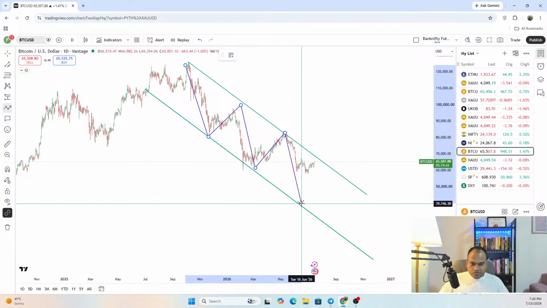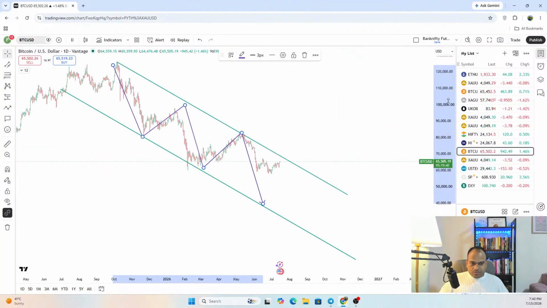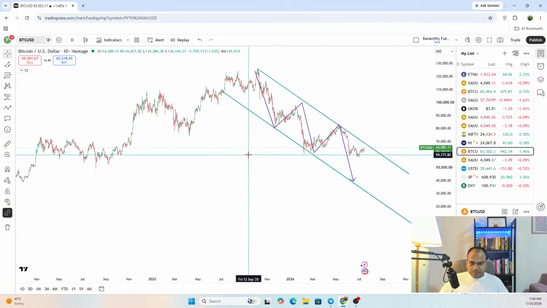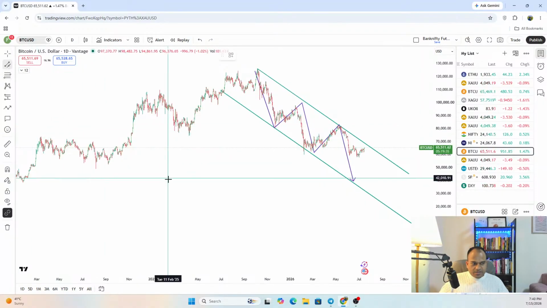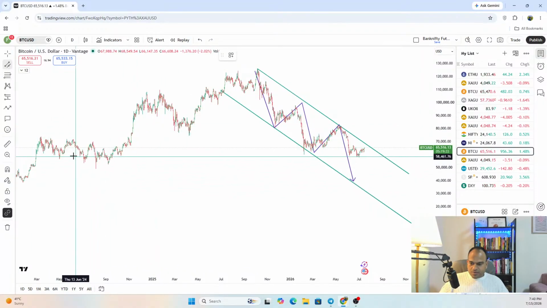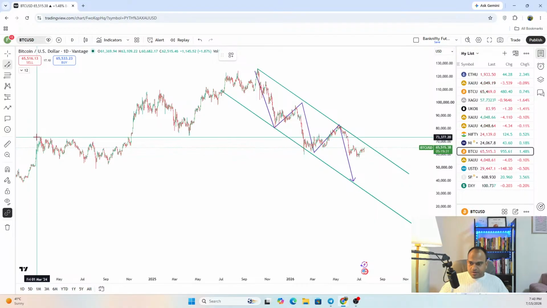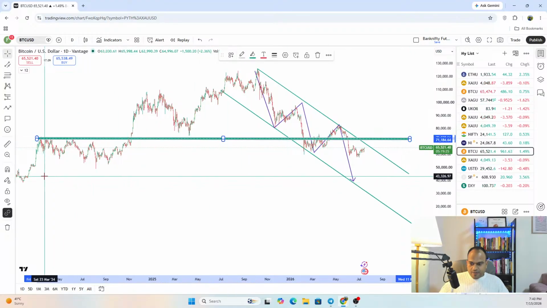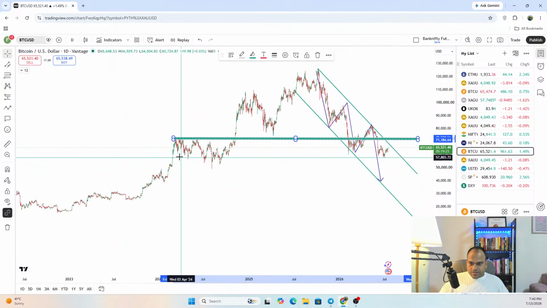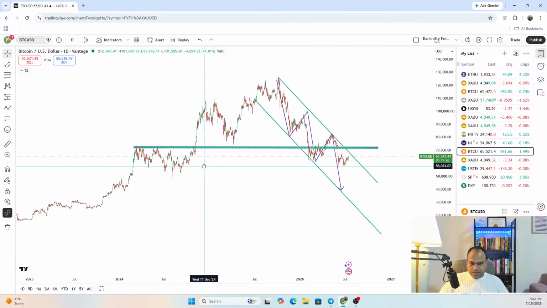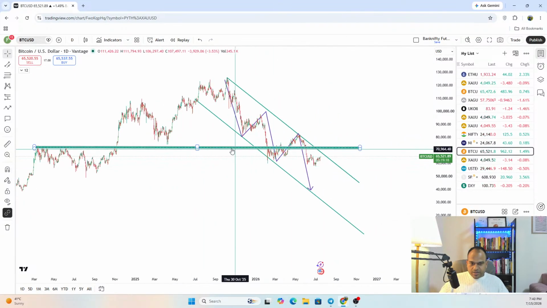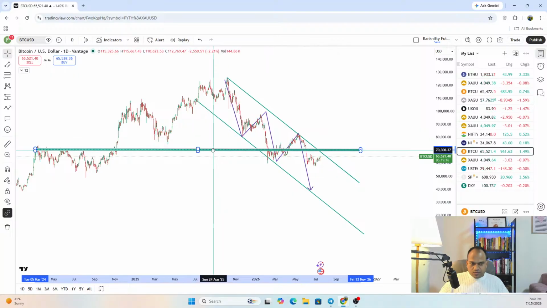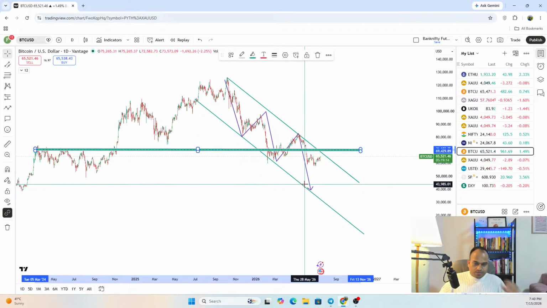Let's see if it comes down to this level or not. It's too deep for Bitcoin. A lot of big guys are involved here. At the same time, if we see here, this is a resistance area previously. In 2024, BTC spent very good time here in this area, right? So again, somehow Bitcoin is coming to this zone.